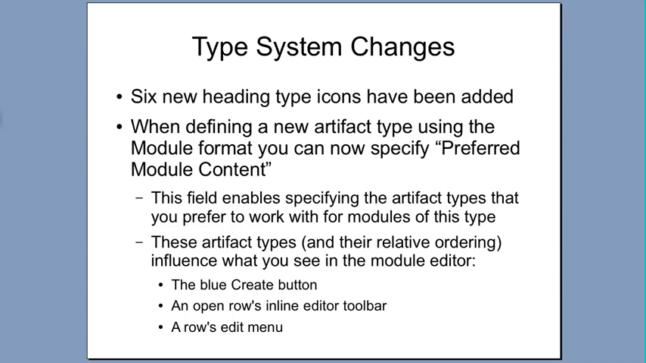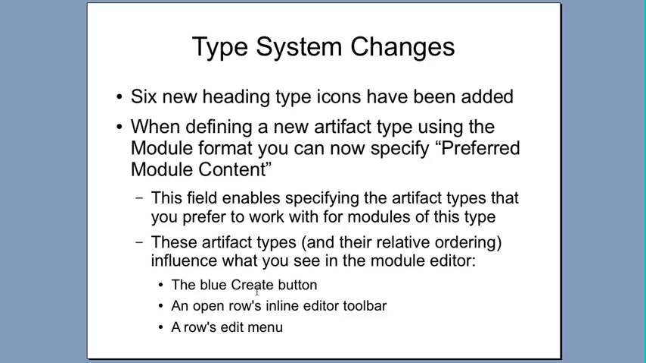The first thing I'd like to demo is the type system changes. We've now got 6 new heading type icons, thanks to Connor Hindley from our team. But the big change for the type system is that you can now specify the preferred module content for a module-based artifact. And this field enables you to specify the artifact types that you prefer to work with for modules of that type.